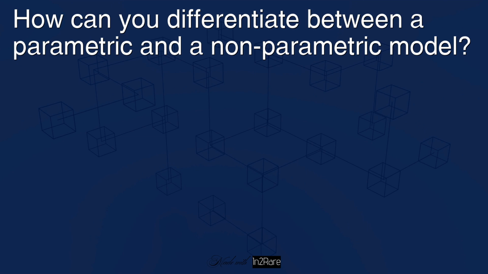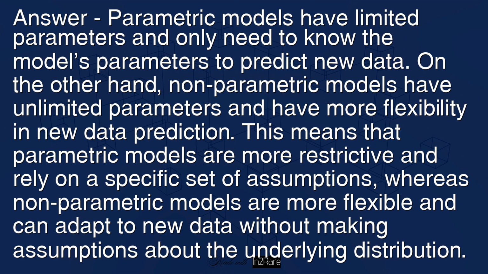How can you differentiate between a parametric and a non-parametric model? Answer: parametric models have limited parameters and only need to know the model's parameters to predict new data. On the other hand, non-parametric models have unlimited parameters and have more flexibility in new data prediction. This means that parametric models are more restrictive and rely on a specific set of assumptions, whereas non-parametric models are more flexible and can adapt to new data without making assumptions about the underlying distribution.